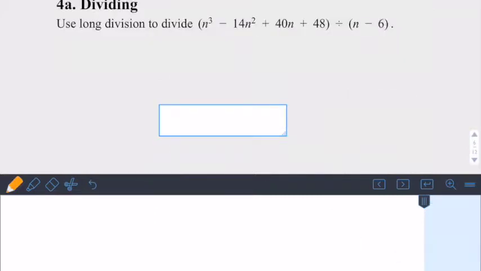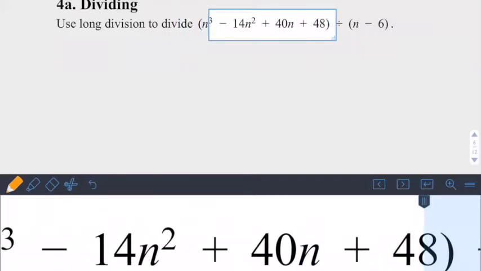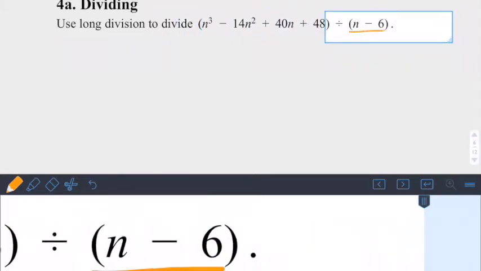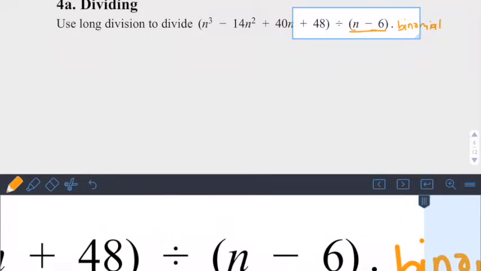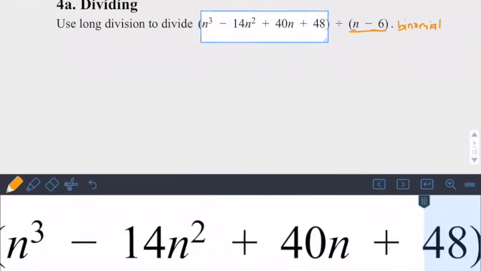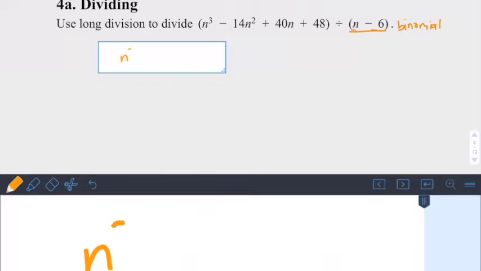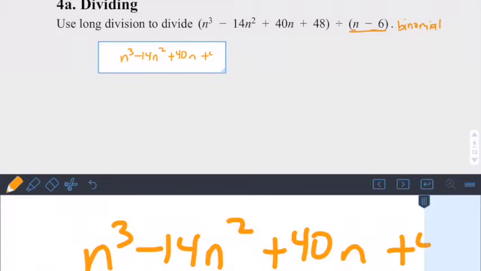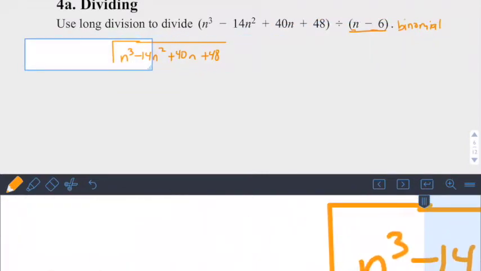Now we're going to use our long division to divide n cubed minus 14n squared plus 40n plus 48 by n minus 6. So this is the first time we've divided by a binomial, right? Bi meaning 2, because there's two terms, n and minus 6. So we're going to put our whole n cubed expression in its little house, and then we're going to put n minus 6 outside.